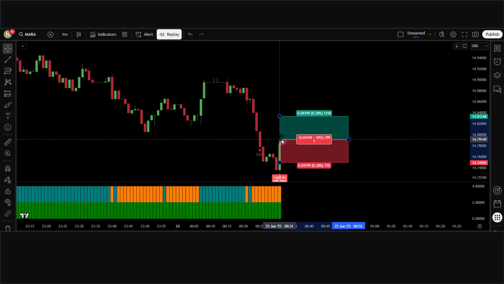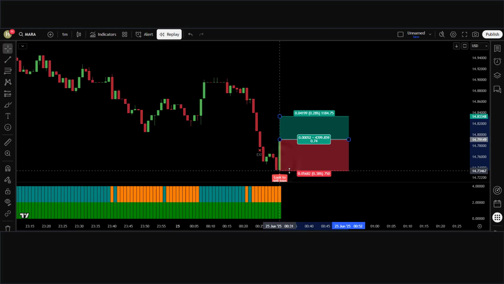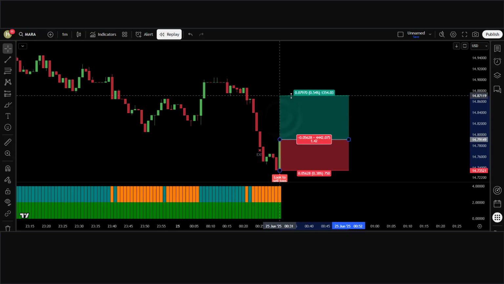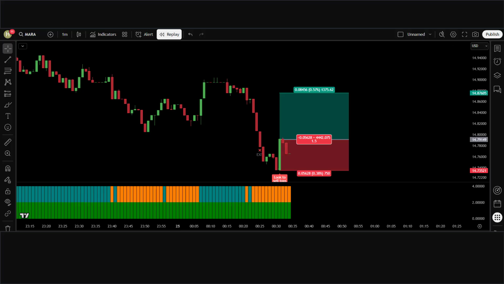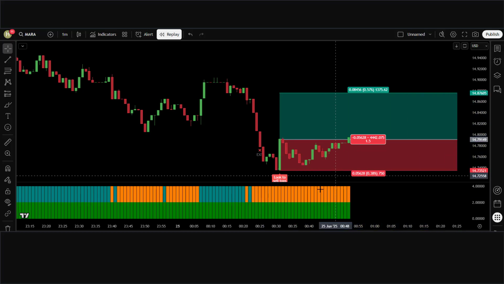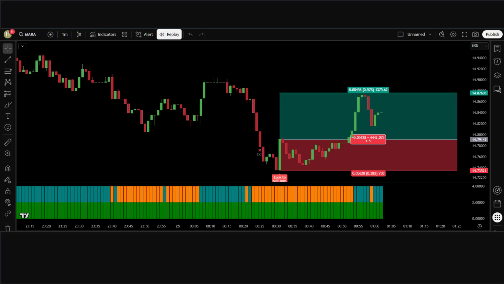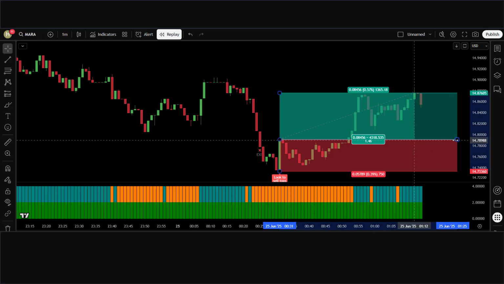Our stop loss will be placed at the current market's lower level, and the risk to reward ratio will be 1:1.5. The market has completely hit the target.